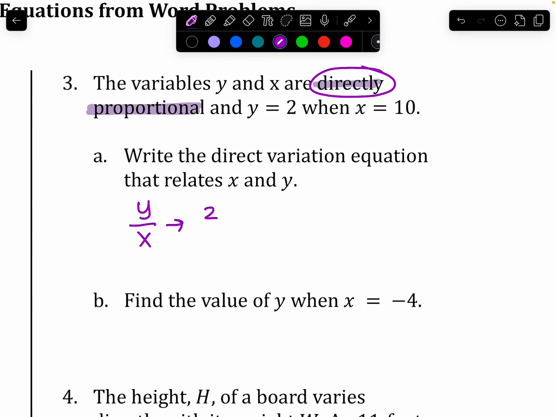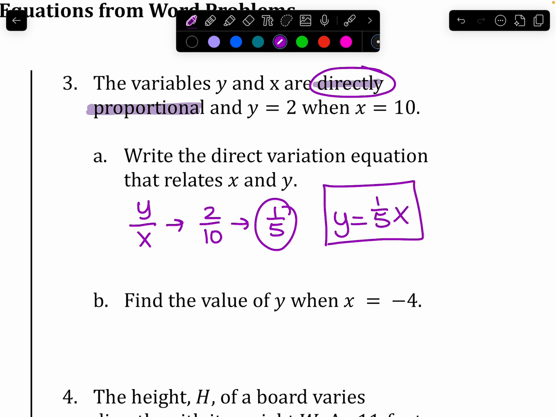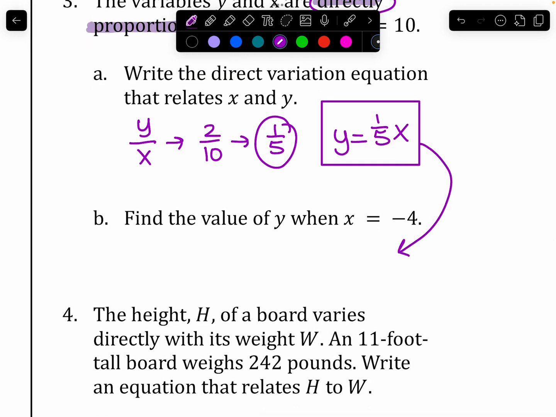The variables y and x are directly proportional, and y is 2 when x is 10. So we have to do y over x. That's going to be 2 over 10, and that's actually going to be 1/5, which is kind of gross, but that's okay. So we have y equals 1/5 x. There's my equation that relates x and y.